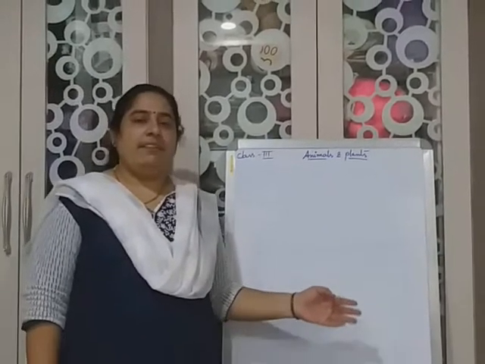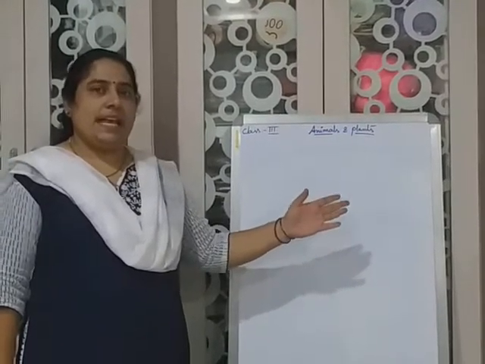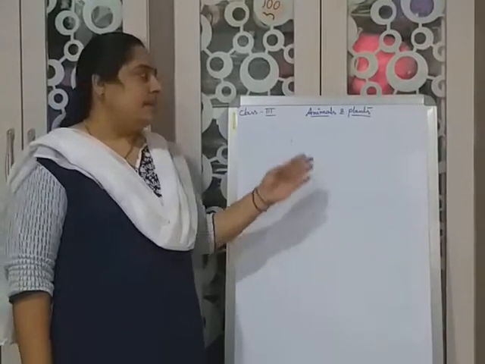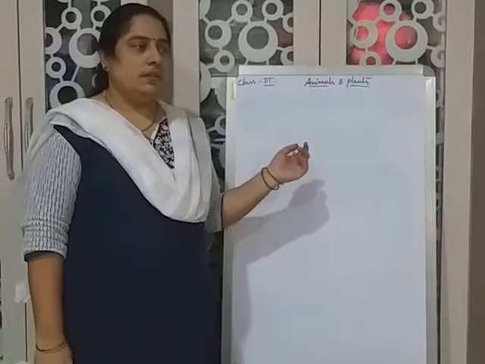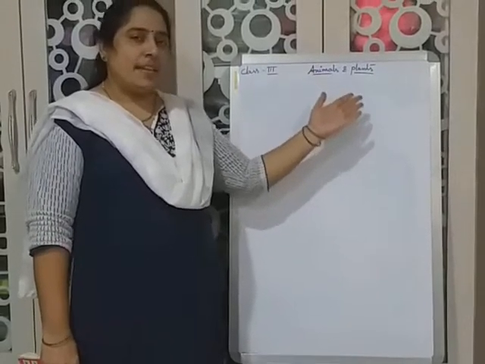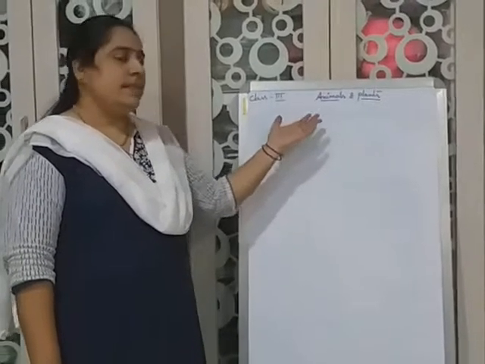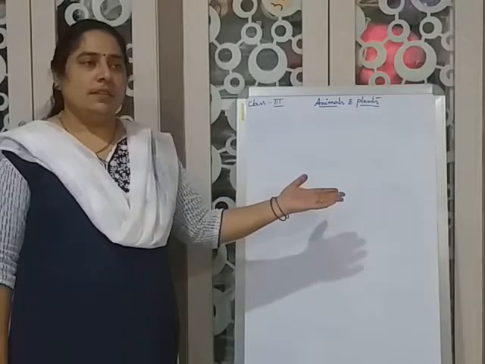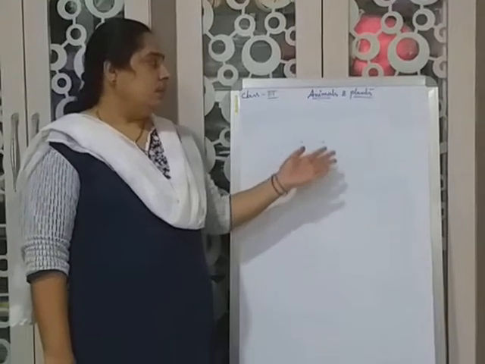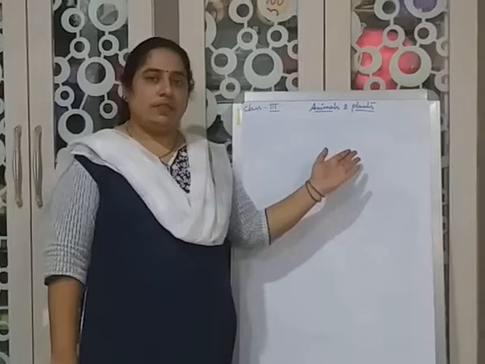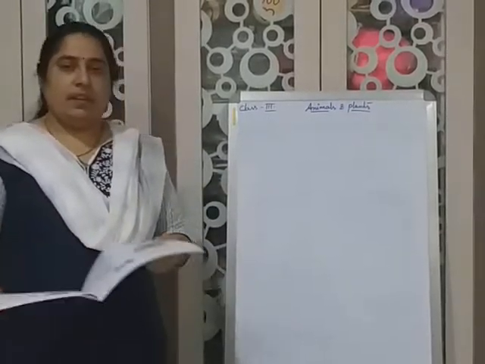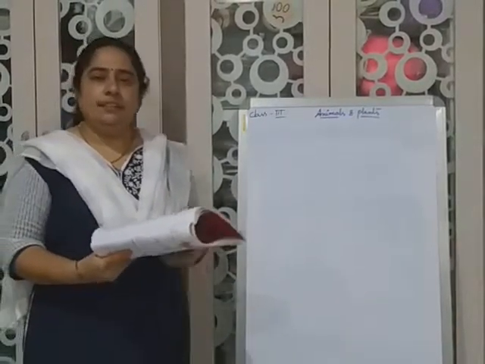In the previous class we learned about animals and plants. They have sense organs. Animals cannot prepare their own food. Plants can prepare their own food. Animals depend upon plants and animals. So now we'll go back to the class. All of you open the books, children.